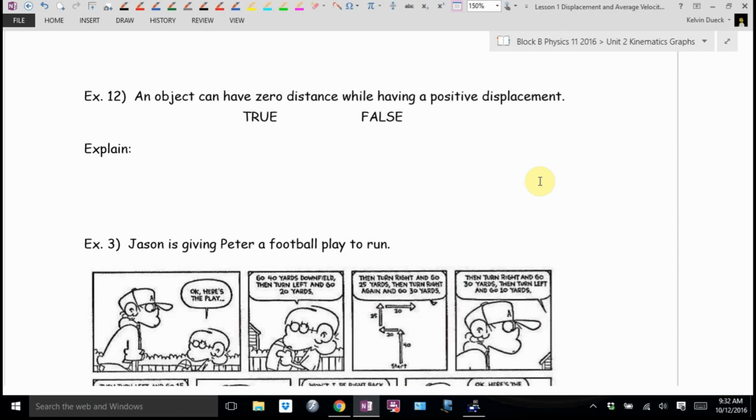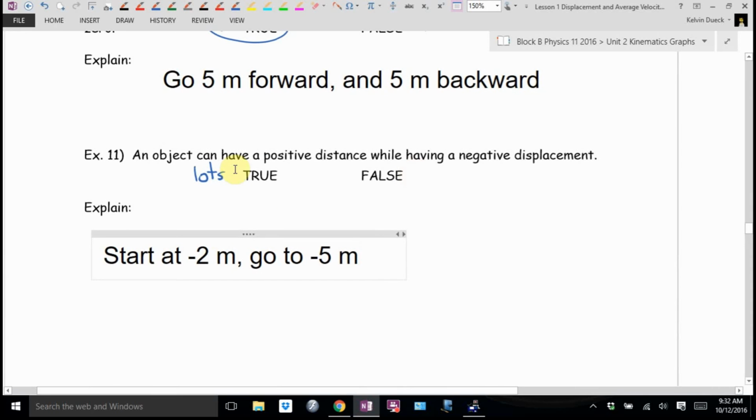An object can have 0 distance while having a positive displacement. Alec, your racetrack idea intrigues me. How could you have, or can you have, 0 distance while having a positive displacement? Who said no? Convince me. Oh, by the way, I think I forgot to circle the answer. Oops.